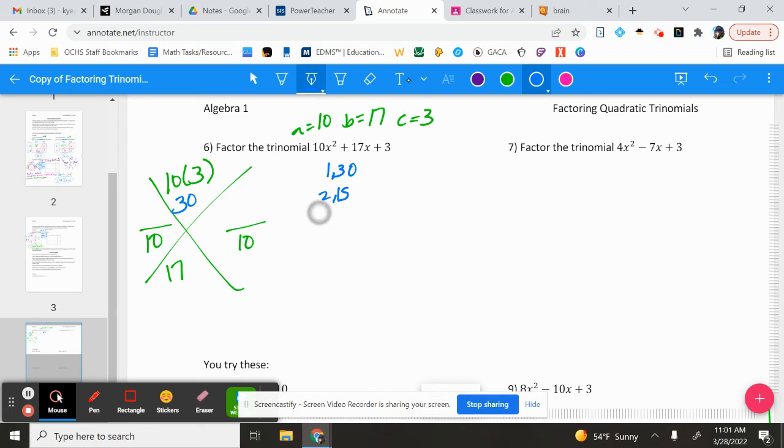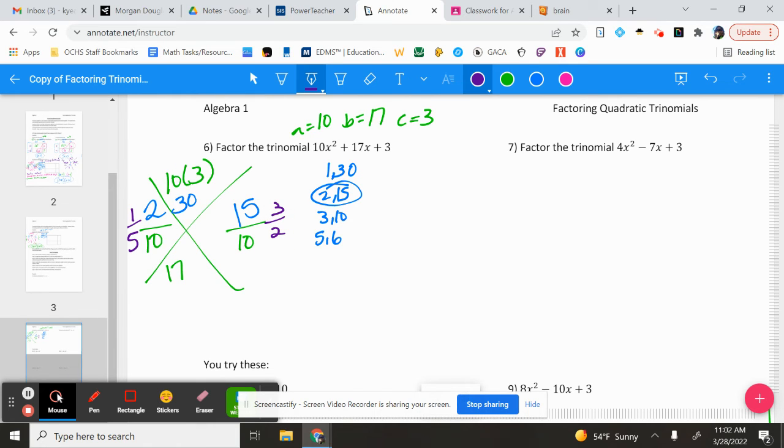2 and 15, 3 and 10, 4 won't go, it's 5 and 6, and then we're repeating. As I look at my list, I ask myself which values are going to add up to be 17, and that is 2 and 15. Again, it doesn't matter which side you put them on. We want to reduce where we can. There is a number that will go into 2 and 10. That's 2. 2 will go into 2 one time. 2 will go into 10 5 times. And then we look at 15 over 10. 5 will go into each of those to become 3/2.